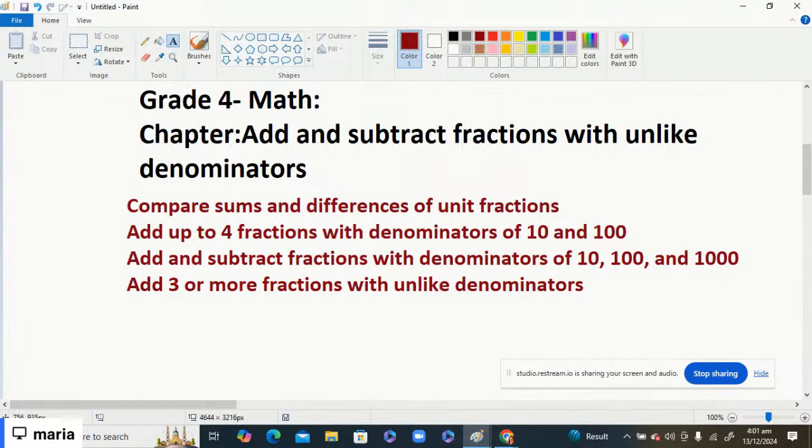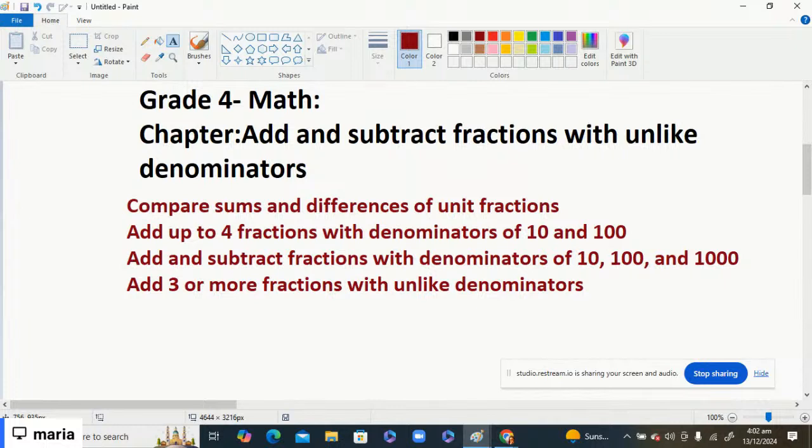So today we are here for grade 4 maths. The chapter we discuss today is add and subtract fractions with unlike denominators. Here is the list of lessons. The first lesson today is compare sums and differences of unit fractions. Add up to 4 fractions with denominators of 10 and 100. Add and subtract fractions with denominators of 10, 100 and 1000. Add 3 or more fractions with unlike denominators.